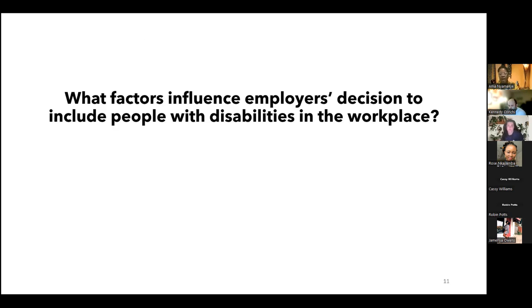So I have a question for everybody: what factors do you think influence employers' decision to include people with disabilities in the workplace? How much it's going to cost? Okay, yep, how much it'll cost them. What they'll actually get out of it.